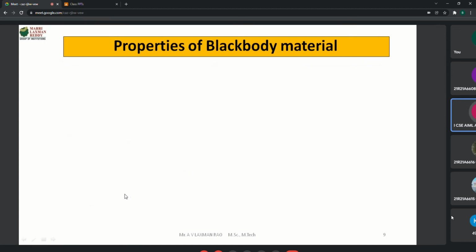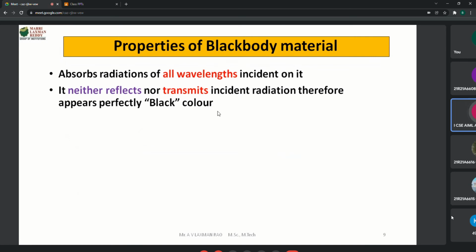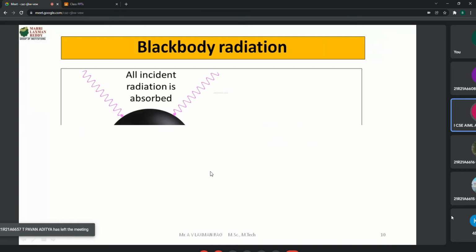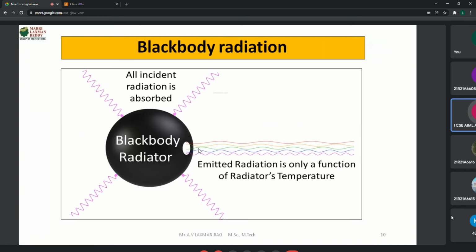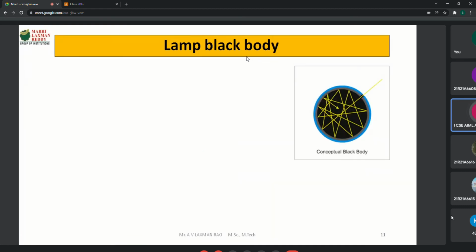Next, listing the properties of a black body radiator, like this you need to write. Next, as I told you, this is the black body radiator. Now an ideal black body radiator, if you take, which we call a lamp black body, what are the properties of an ideal black body radiator?